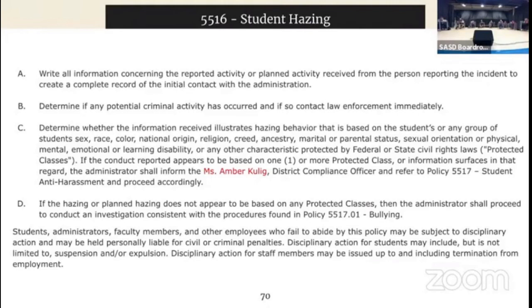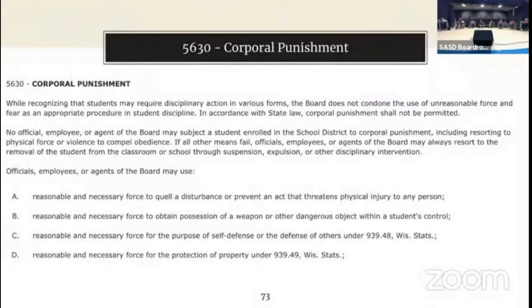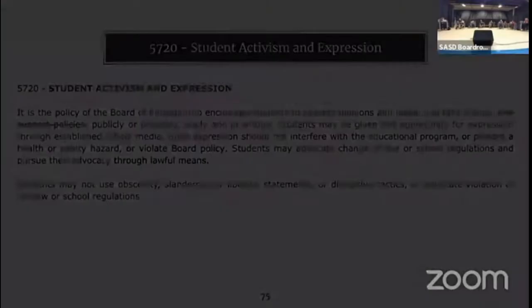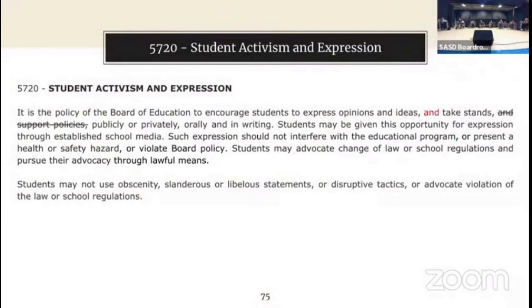5720. Yes, 5720. There was a question about what "and support policies" meant. So if I didn't capture the change correctly, please let me know, but I did the strike through "and support policies" and just went to "express opinions and ideas and take stands publicly or privately." So those are the two changes based on the discussion.